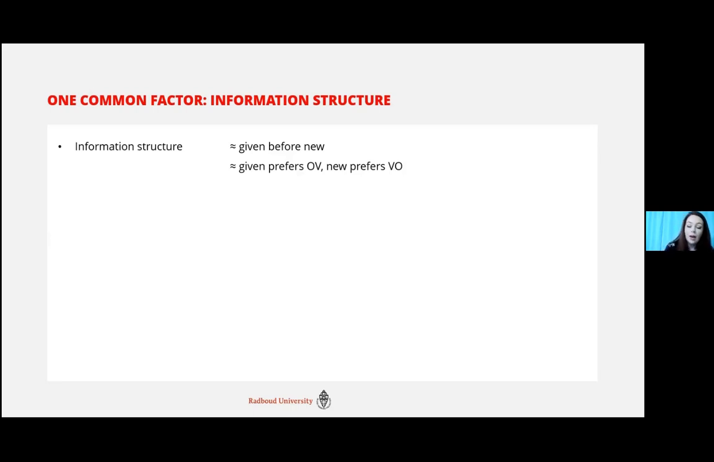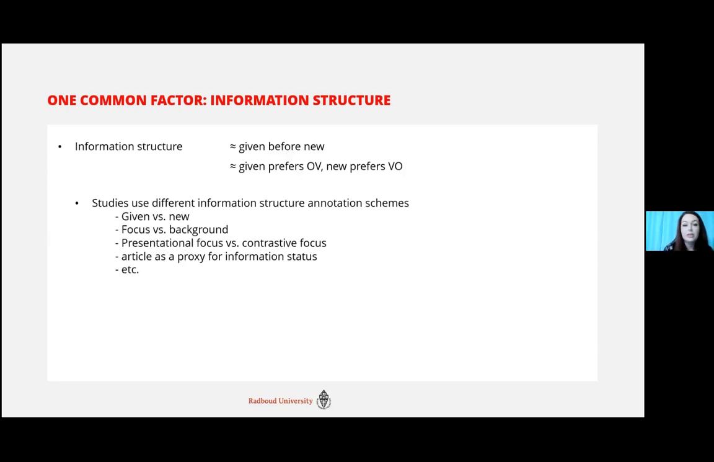That would be the general conclusion. However, when you look at all these different studies, you find that they all use different information structure annotation schemes. We can find given versus new, and it's not always clear what is counted as given and what is counted as new. So even the given versus new annotation schemes might differ across authors. Focus versus background overlaps with given versus new, but is slightly different. Presentational focus versus contrastive focus. Sometimes the article is used as a proxy for information status rather than an actual annotation scheme. So again, not readily comparable or compatible.